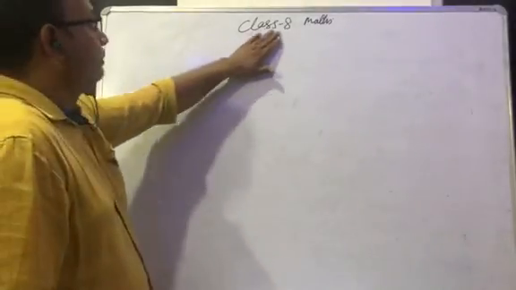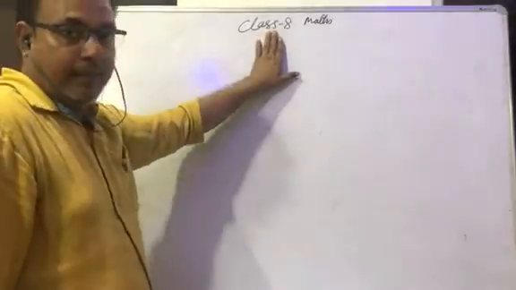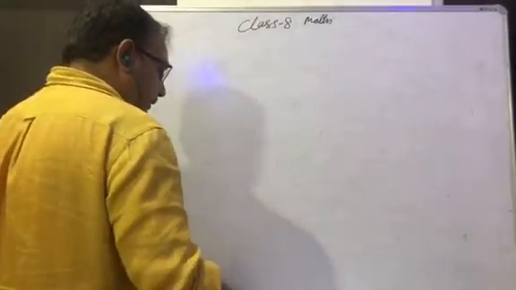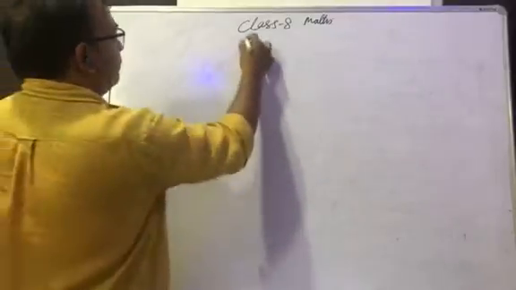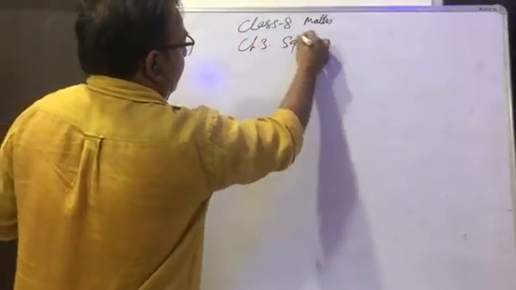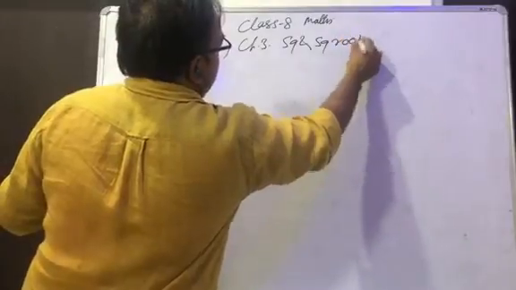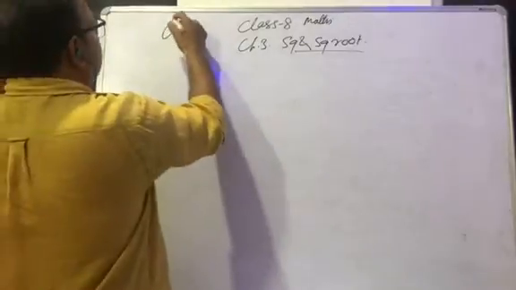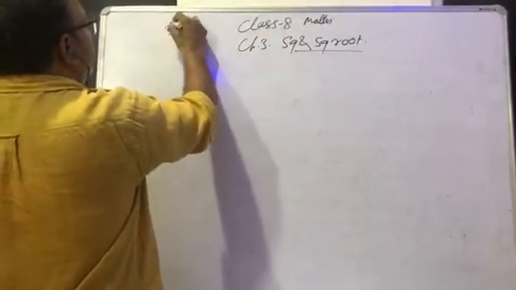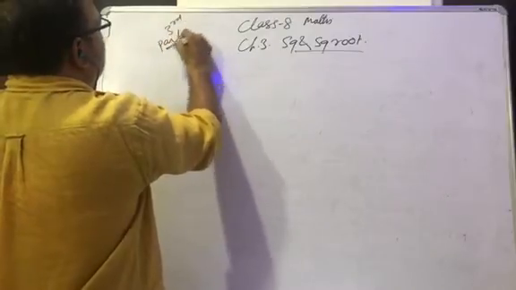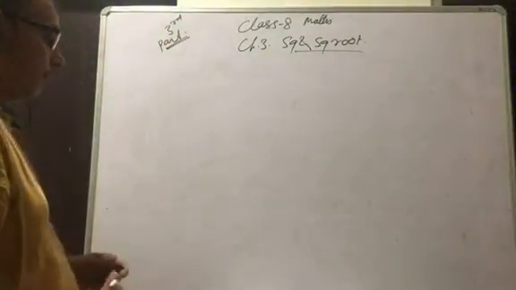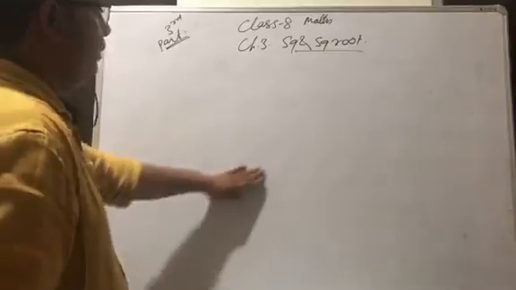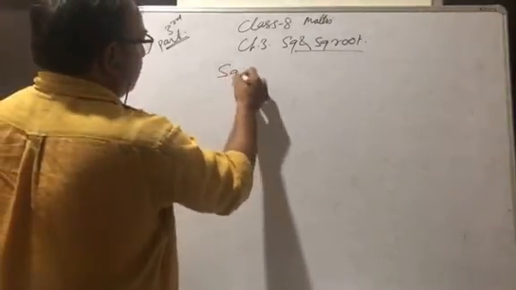Welcome to digital classes. This video is for class 8, subject is maths, and this is the continuation of chapter 3, Square and Square Root. We finished squares in the previous videos, and this is the third part of this chapter. So in this video I'm going to tell you about the square root.